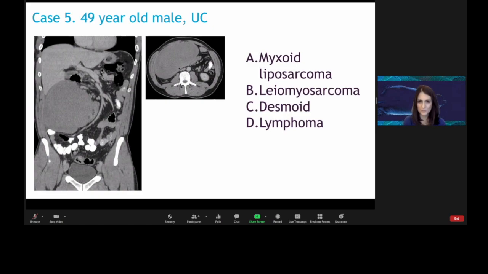49-year-old male with ulcerative colitis. I think the imaging on its own is potentially quite difficult to interpret, but if you put the clinical history together, do you think this is more likely to be a myxoid liposarcoma, a leiomyosarcoma, a desmoid, or lymphoma? I think this really is quite a tricky case, but let's see what you think.